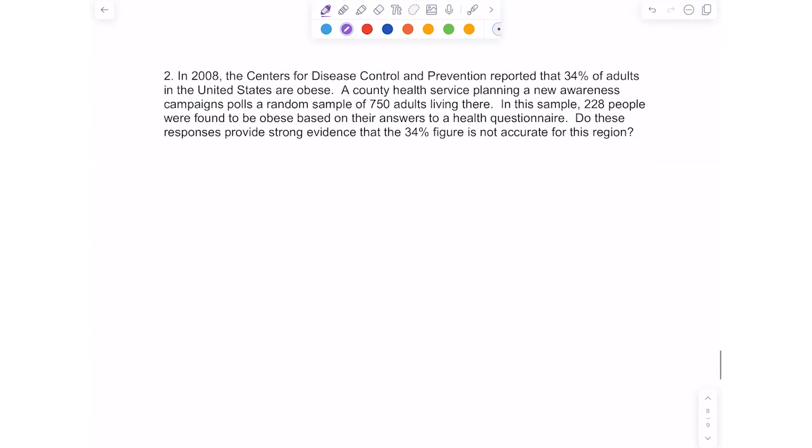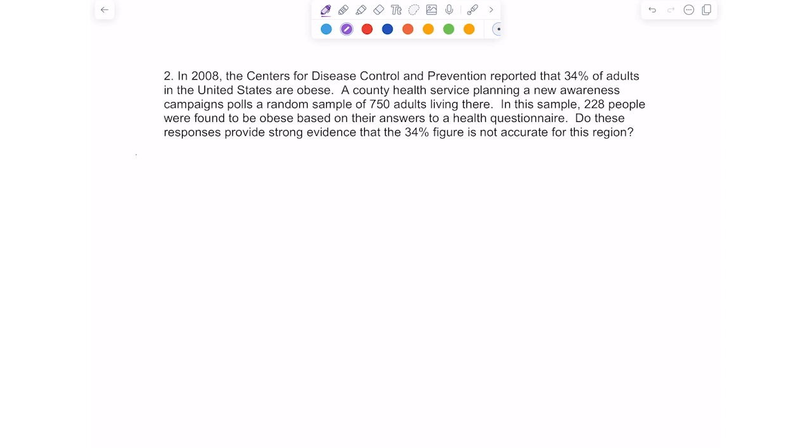In 2008, the Centers for Disease Control and Prevention reported that 34% of adults in the United States are obese. A county health service planning a new awareness campaign polls a random sample of 750 adults living there. In this sample, 228 people were found to be obese based on their answers to a health questionnaire. Do these responses provide strong evidence that the 34% figure is not accurate for this region?